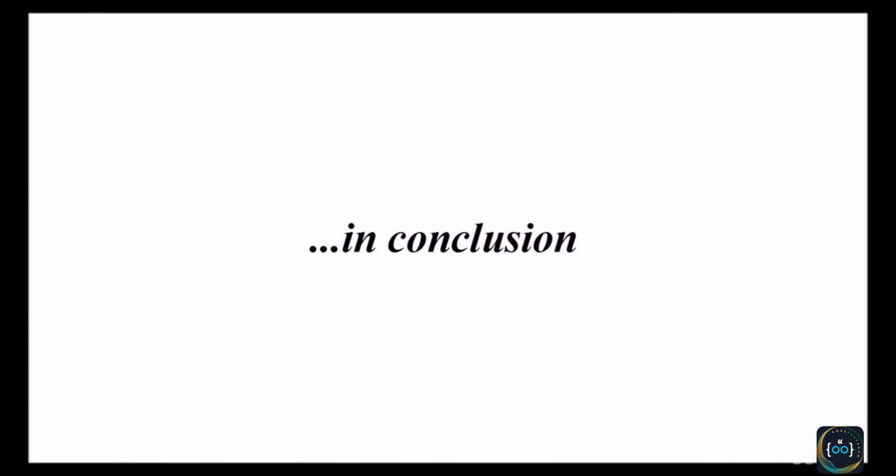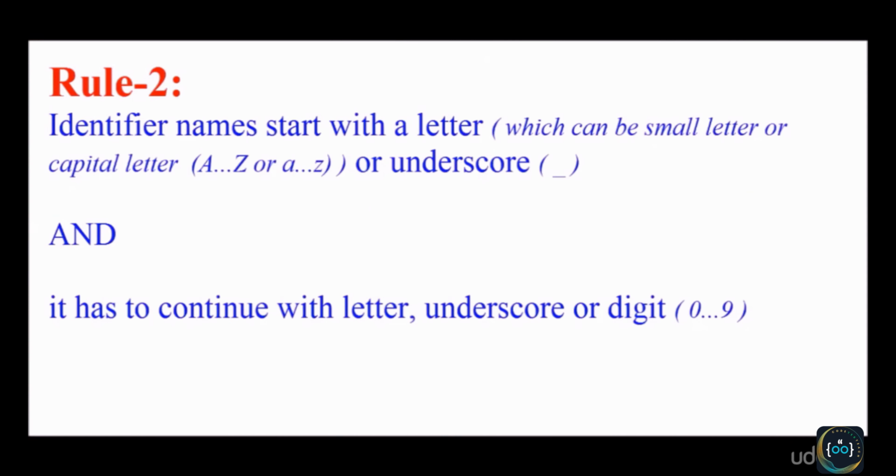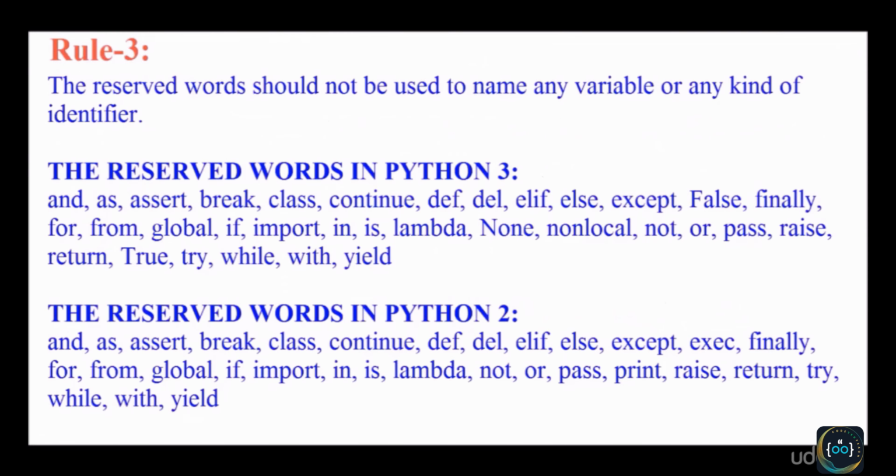In conclusion, when we use variables or identifiers, or when we name identifiers, we have to remember three basic rules. First of all, in Python, case matters for identifier names, so it is case sensitive. Secondly, identifier names should start with a letter or underscore. A letter could be a capital or a small letter. It has to continue with a letter, underscore, or digit. Finally, reserved words should not be used to name any variable or any kind of identifier.